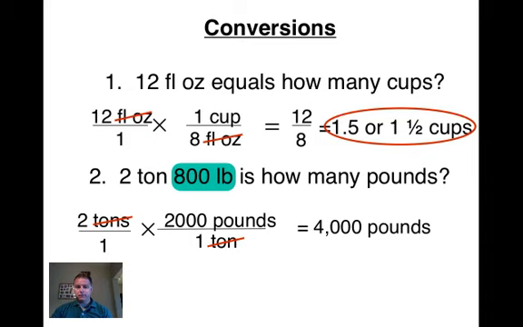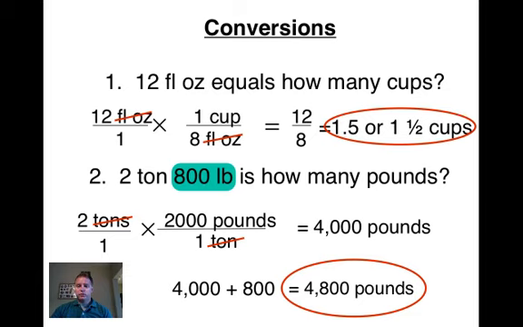But what do we need to do? We need to add in that 800 pounds. So we do 4,000 plus 800, so we would get a total of 4,800 pounds.